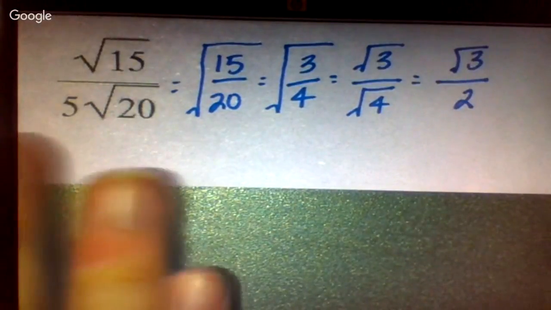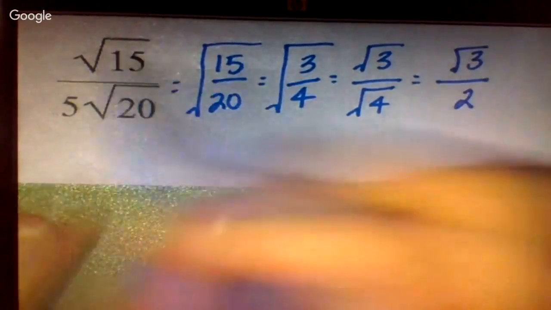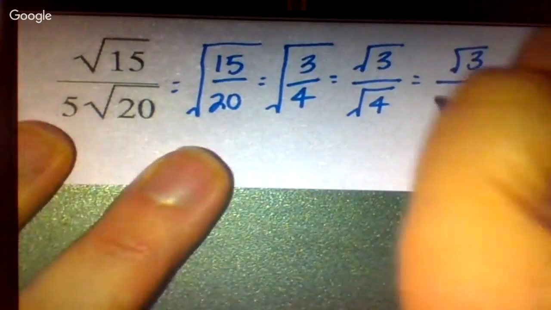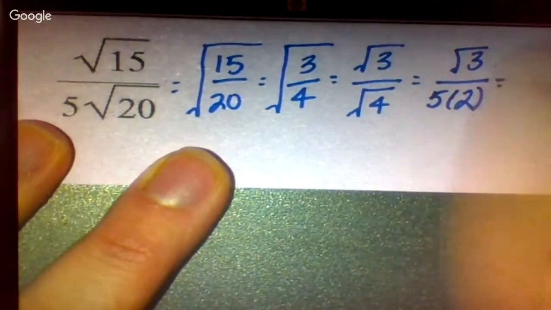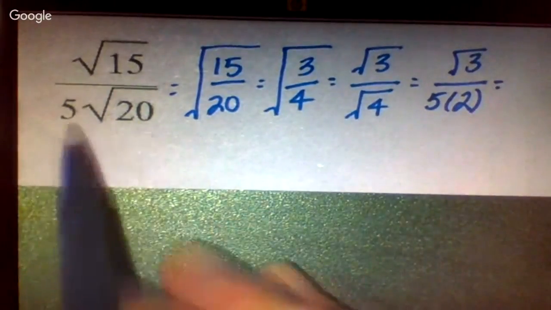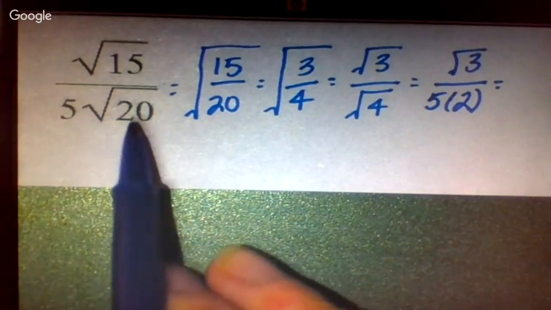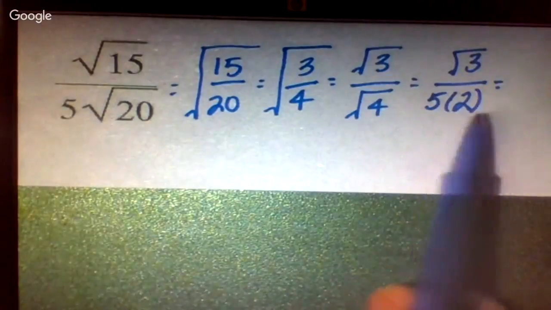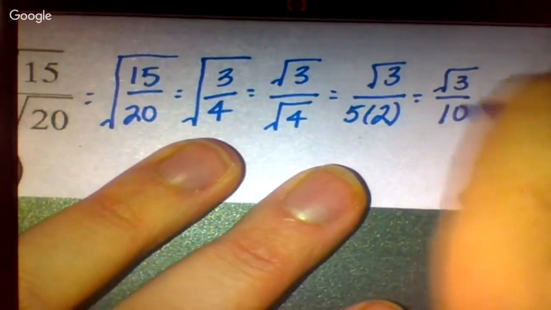Okay, your last step then is to take your coefficients and shove them back on there. There was a coefficient of 1. We don't have to write it. But here I have a 5. So this becomes 5 times 2. Okay, 5 square roots of 20 means 5 times the square root of 20. So when I reduce that bottom, it's still 5 times whatever's in that bottom. So this becomes the square root of 3 over 10.